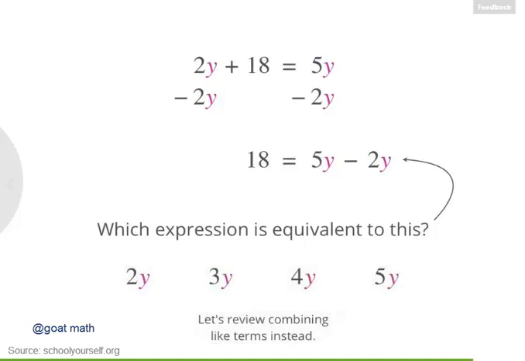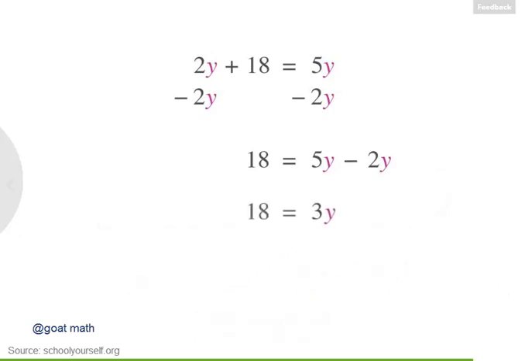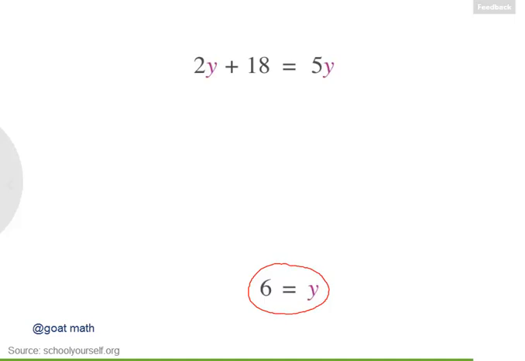Right, 5y minus 2y equals 3y. So that means 18 equals 3y. To solve for y, we can divide both sides by 3. These 3's cancel, leaving us with y. And 18 divided by 3 equals 6. So y equals 6 is the solution to this equation.